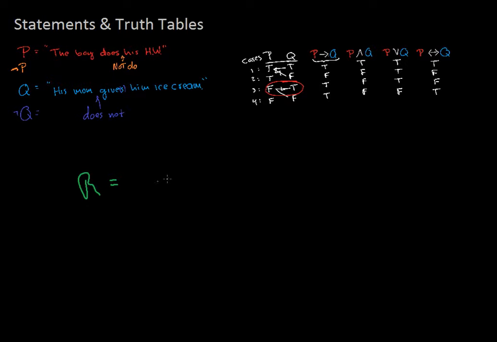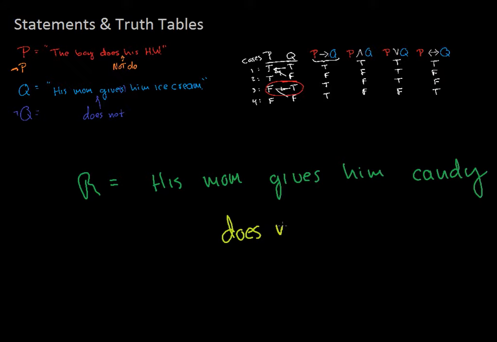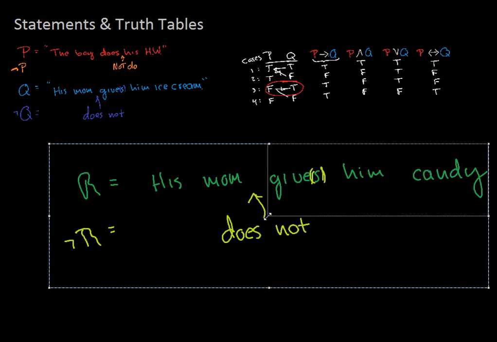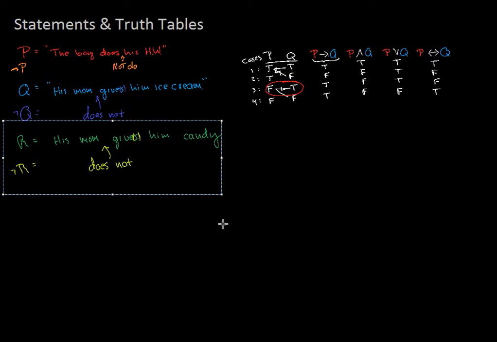R is his mom gives him candy. And of course the negation would be his mom does not give him candy. Alright, so we'll put this off to the side actually. We need to finish not R. Add this to our arsenal of knowledge.